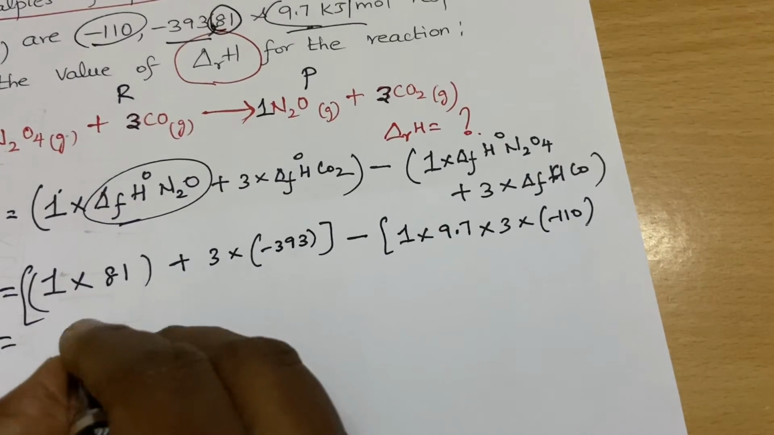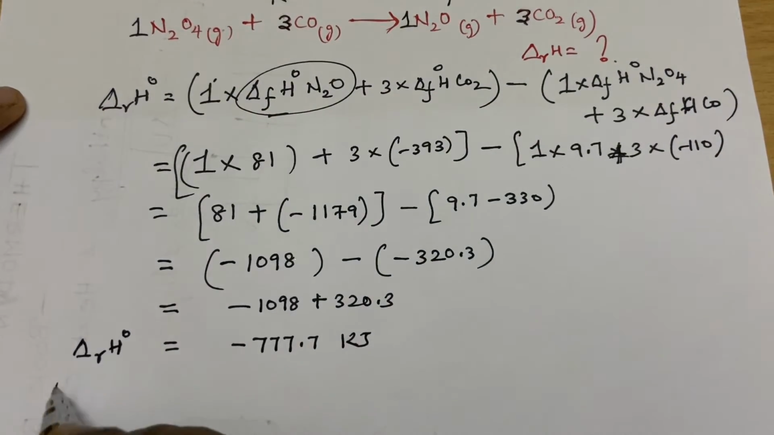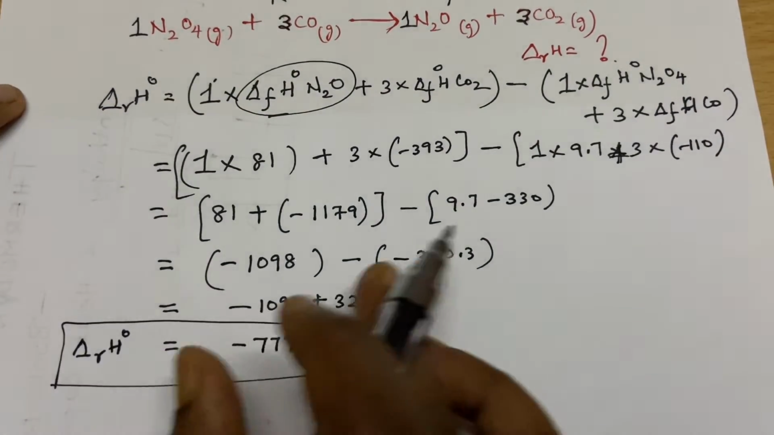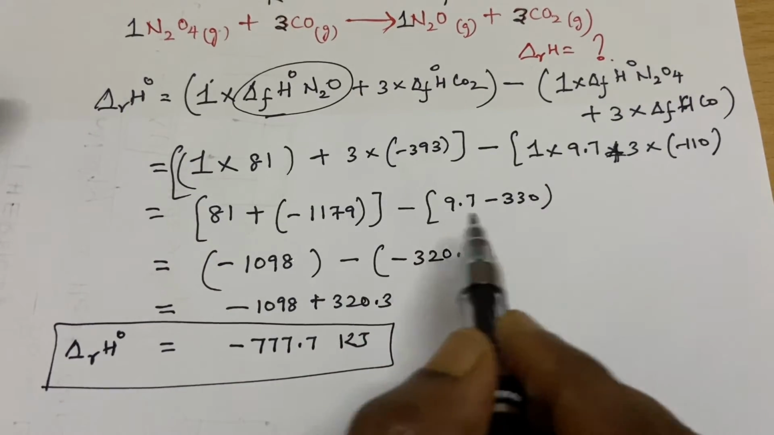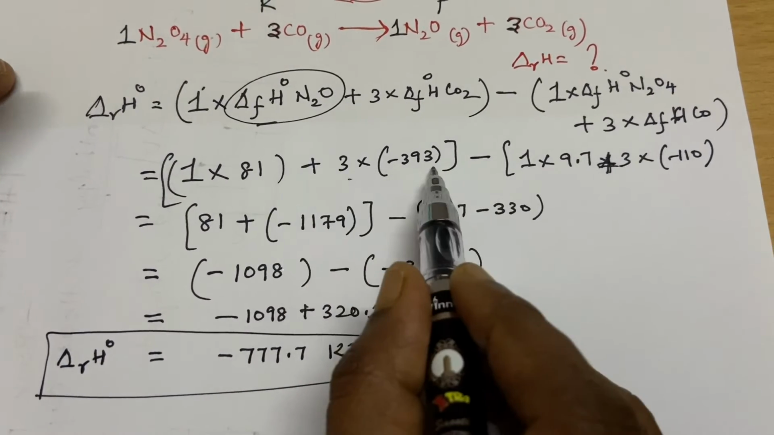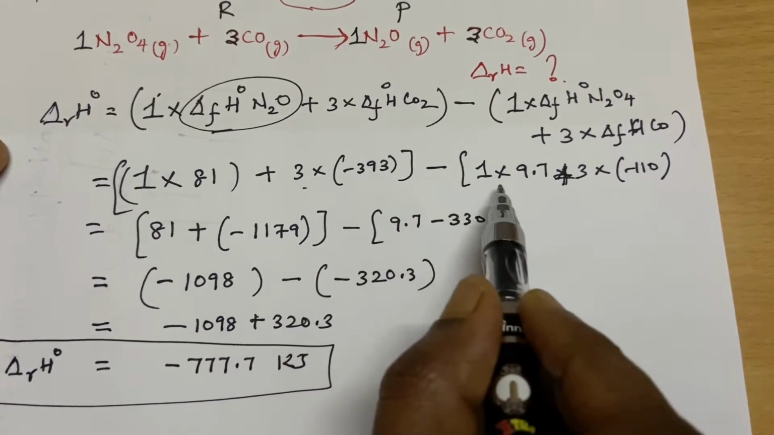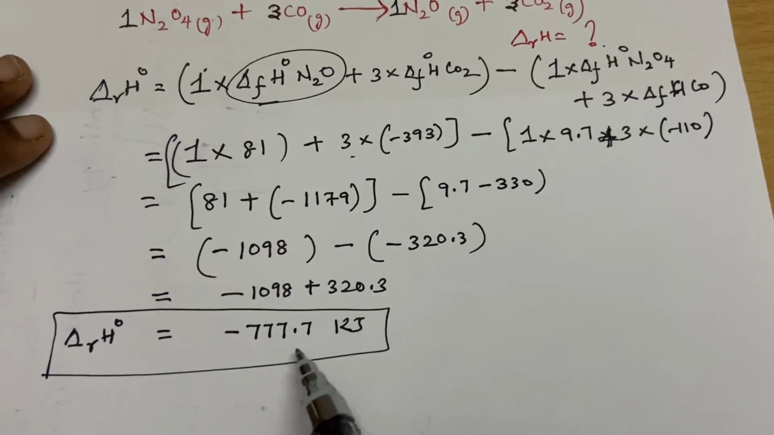So it is 81 plus. I have solved the question students, so the value comes out to be this. This is just mathematics, just multiplication. In order to save time, I did that. Just 3 multiplied by minus 393, then 1 into 9.7, 3 into minus 110. Just solving this, this is your answer.